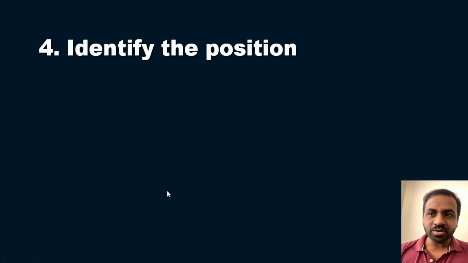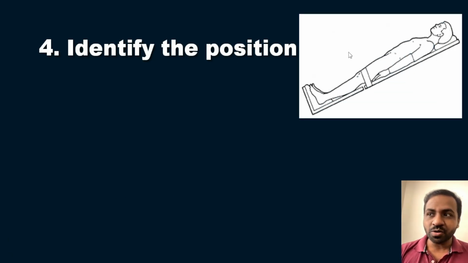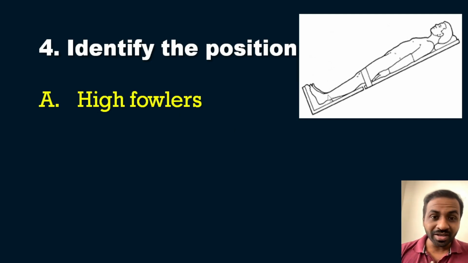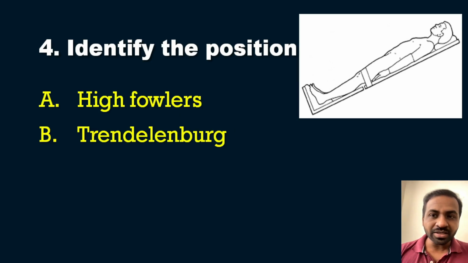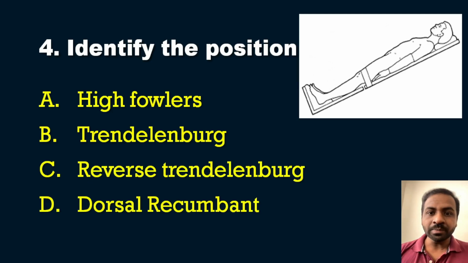This is a picture based question, and the question is, identify the position in the picture I have shown you on the screen right now. It's a very easy question. The options for you are: option A, high Fowler's position; option B, Trendelenburg position; option C, reverse Trendelenburg position; and option D, dorsal recumbent position.